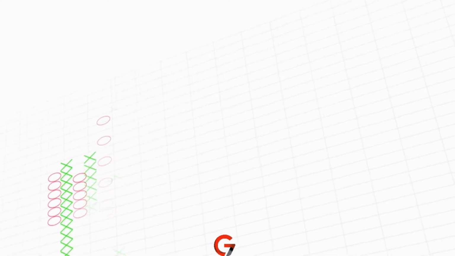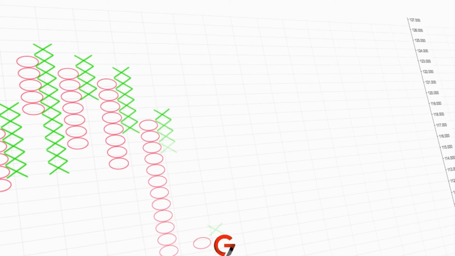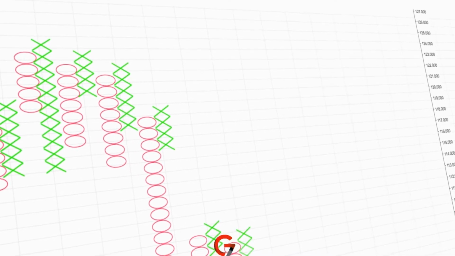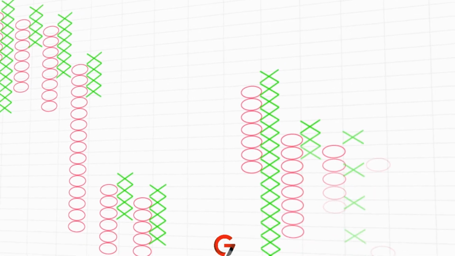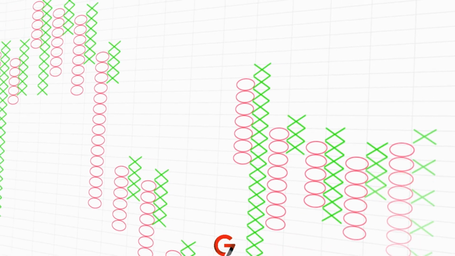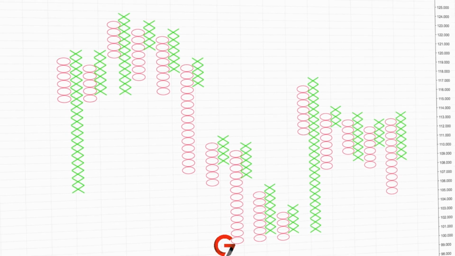A point and figure chart has a series of X's and O's. Each X represents an increase in the price, and O shows a decline. Whenever the market reverses, a new column is drawn. That's why a trader never sees X and O in the same column. This chart is mostly used for long-term trends, like the line chart.